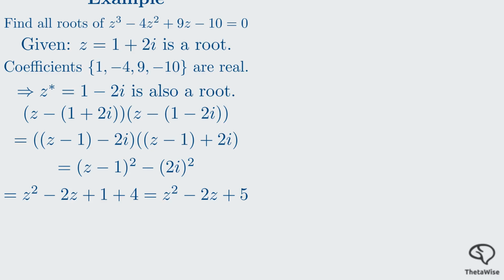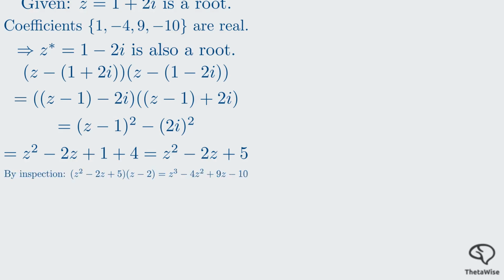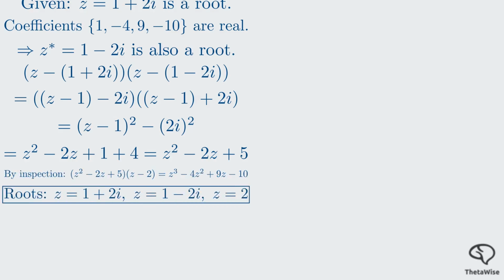Using the difference of two squares identity makes this expansion much faster than FOIL. We get z squared minus 2z plus 5. Now, we look at the constant term. 5 times what gives us -10? It must be -2. By inspection or polynomial division, the final factor is z minus 2. Our three roots are 1 plus 2i, 1 minus 2i, and 2.